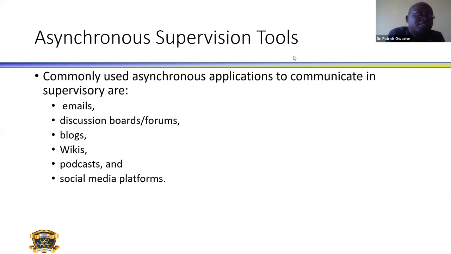Social media can be Facebook, can be WhatsApp. The supervisor or the student sends the message and then the supervisor looks at it later on, not in real time. That is asynchronous supervision tools. These ones have been there, even if it is face-to-face, but still communication takes place through these applications.